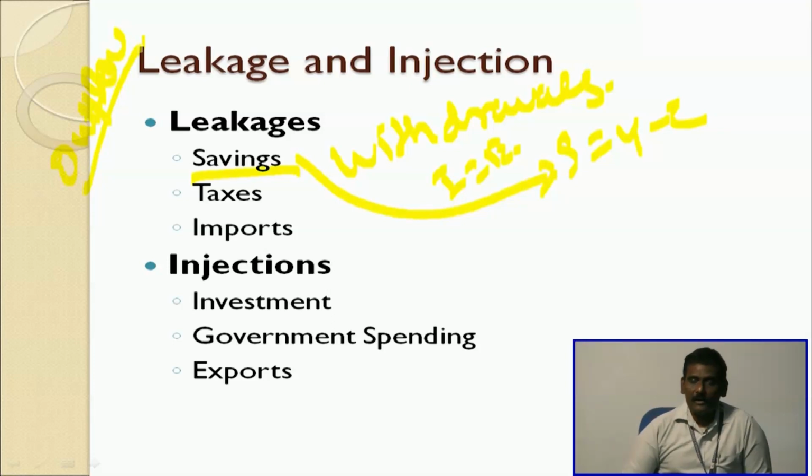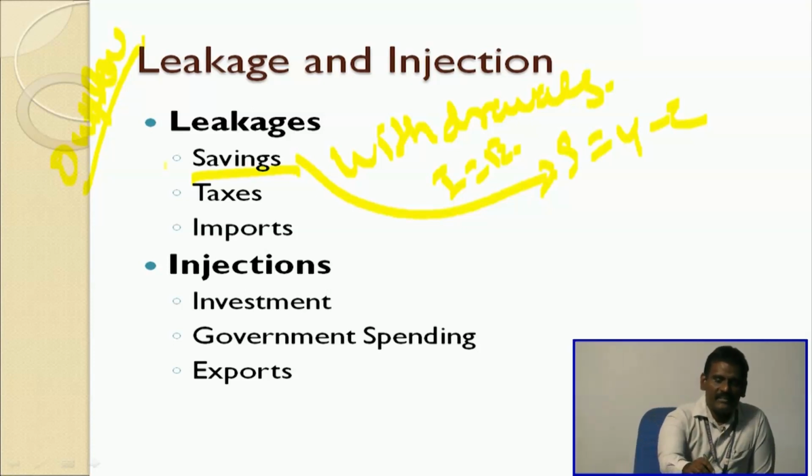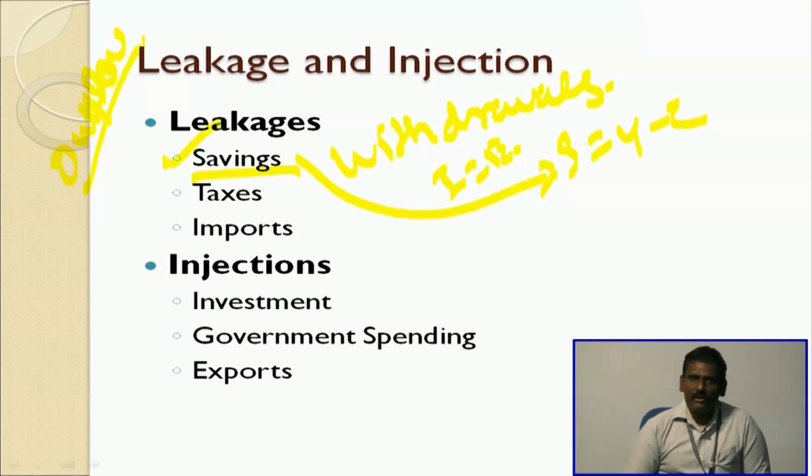So, normally in the 3-sector and 4-sector economy, you understand that savings are kept away from the household, and will be deposited or invested into the capital market. So, savings is an outflow, or what we call a leakage, a withdrawal. It means an outflow of funds, an outflow of money from the sector. And the taxes.